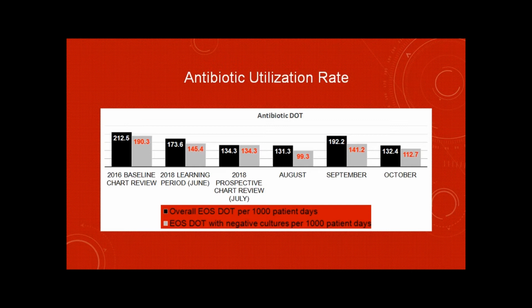And so antibiotic utilization rate, the CDC, it's a way to track antibiotic use, and they go by days of therapy per 1,000 patient days. And so as you can see in our baseline chart review, we were at 212 overall and 190 with negative cultures. And you can see the reduction. September, we had a few infections during that month.